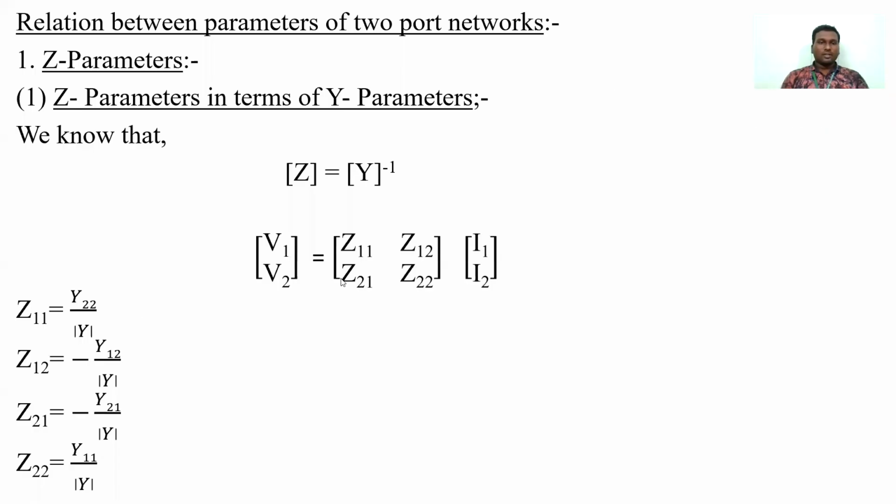If you take this matrix and equate it to the Y inverse matrix, then you'll get the answers. Z11 is equal to Y22 by modulus of Y, that means the determinant of Y. The modulus of a matrix is nothing but the determinant of that matrix. Z12 is equal to minus Y12 by Y. Z21 is equal to minus Y21 by modulus of Y. Z22 is equal to Y11 by Y.